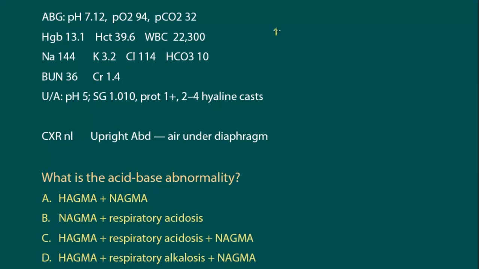pH 7.12. PCO2 32. Bicarb 10. Expected PCO2 is 25. Anion gap is 20. Okay, let's go left to right. pH, patient has an acidemia. PCO2 is higher than expected. This patient is retaining carbon dioxide. He has a respiratory acidosis. He's hypoventilating.